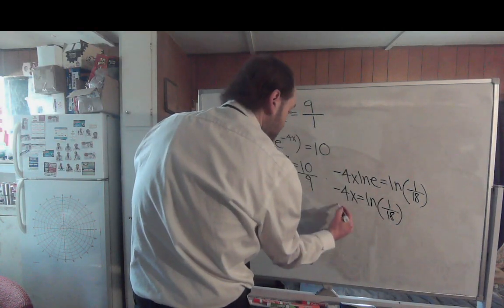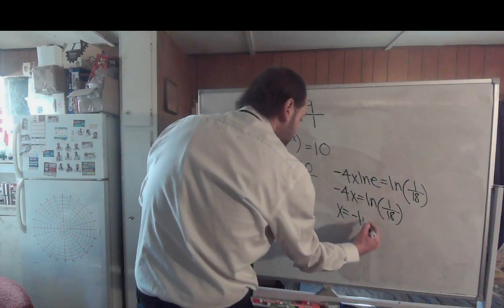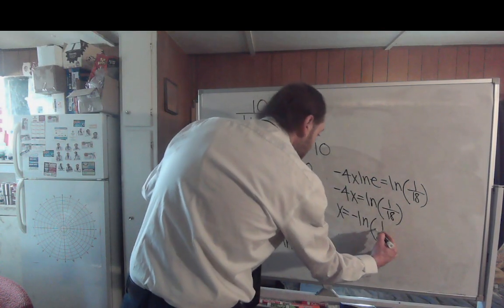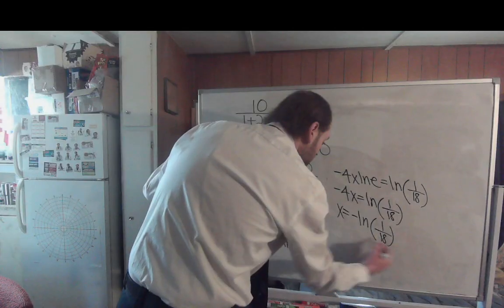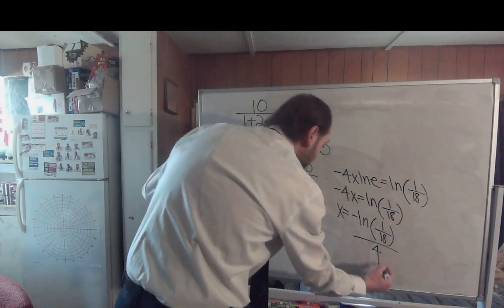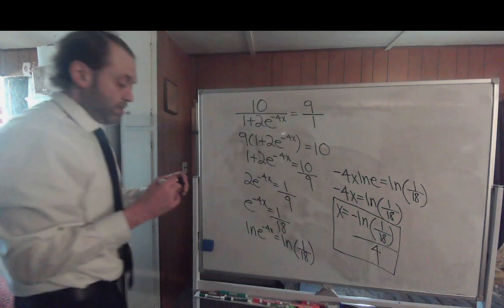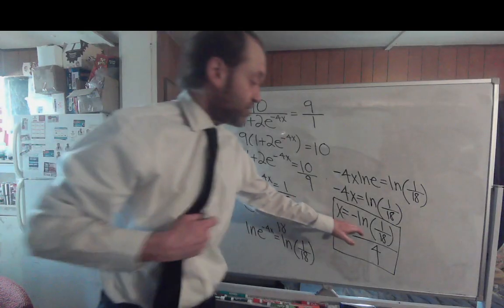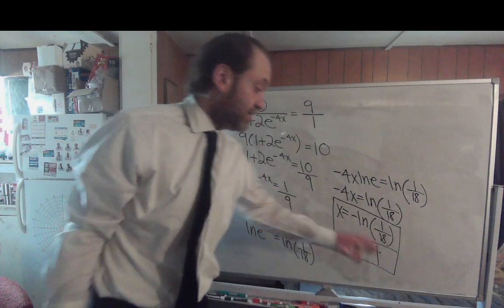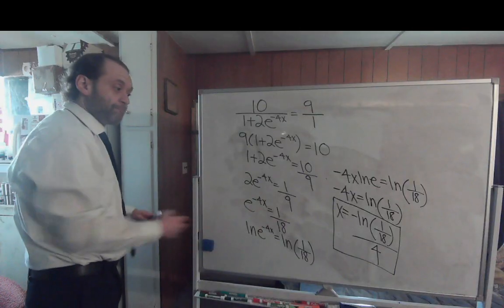So that means x would equal negative of the natural log of 1/18 divided by 4. So there is your value of x that you're looking for. X equals negative of the natural log of 1/18 divided by 4.